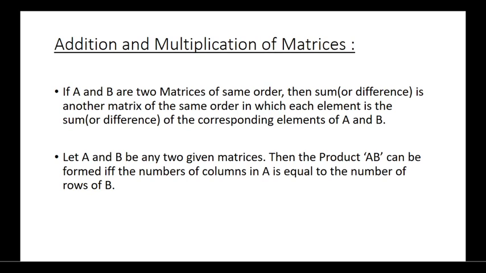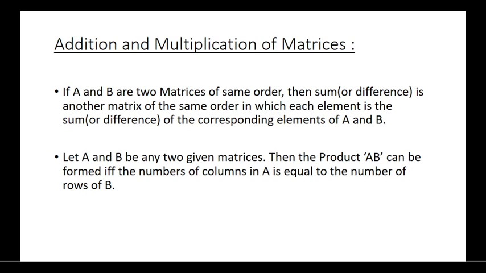While operating either addition or subtraction, the result is also a matrix in which every element is the sum of the corresponding elements of A and B, if you want to add them. If you want to subtract, every element is obtained by subtracting the corresponding element of the other matrix. The resulting matrix also has the same order. So this is for addition and subtraction.